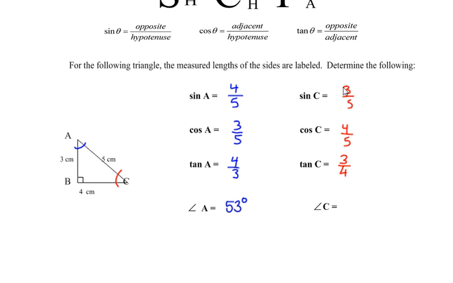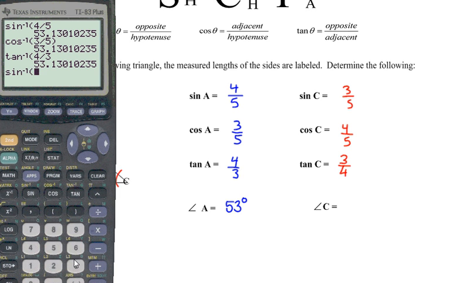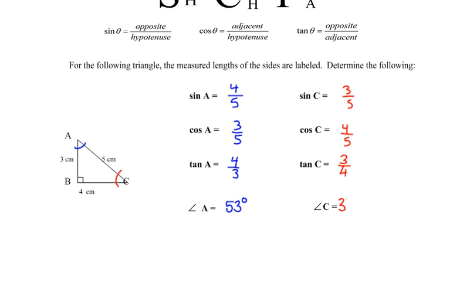Good. And angle C, we can use inverse of any one of these. It's up to you. So if we did inverse sine of 3 over 5, it would be 37. And does that make sense? Yeah, because our other angle was 53 degrees. We know that the two acute angles will always add to what? 90 degrees, because the other 90 is already taken. And we know that the three angles add to 180.